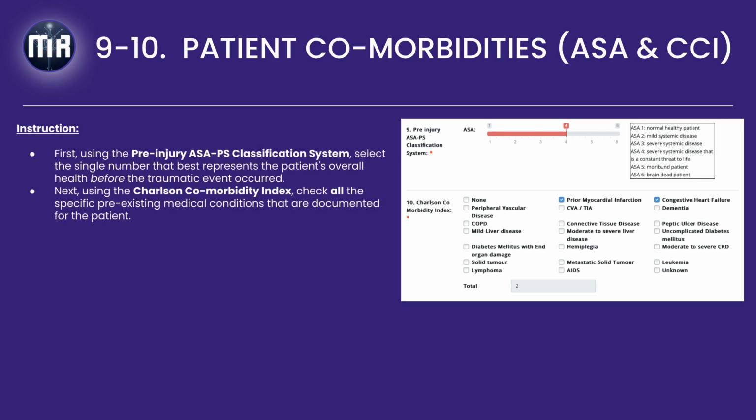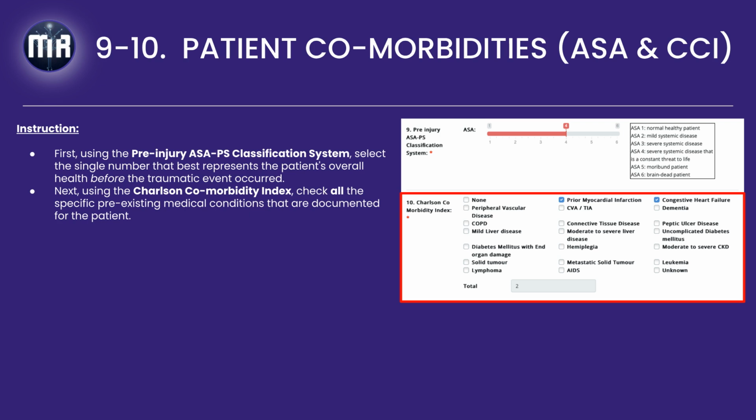First, for field number 9, the pre-injury ASA PS classification system, your instruction is to select the single number, from 1 to 6, that best represents the patient's general health before the injury. As you can see on the slide, ASA1 represents a normal, healthy patient, while the score increases with the severity of pre-existing disease, up to ASA5 for a moribund patient.